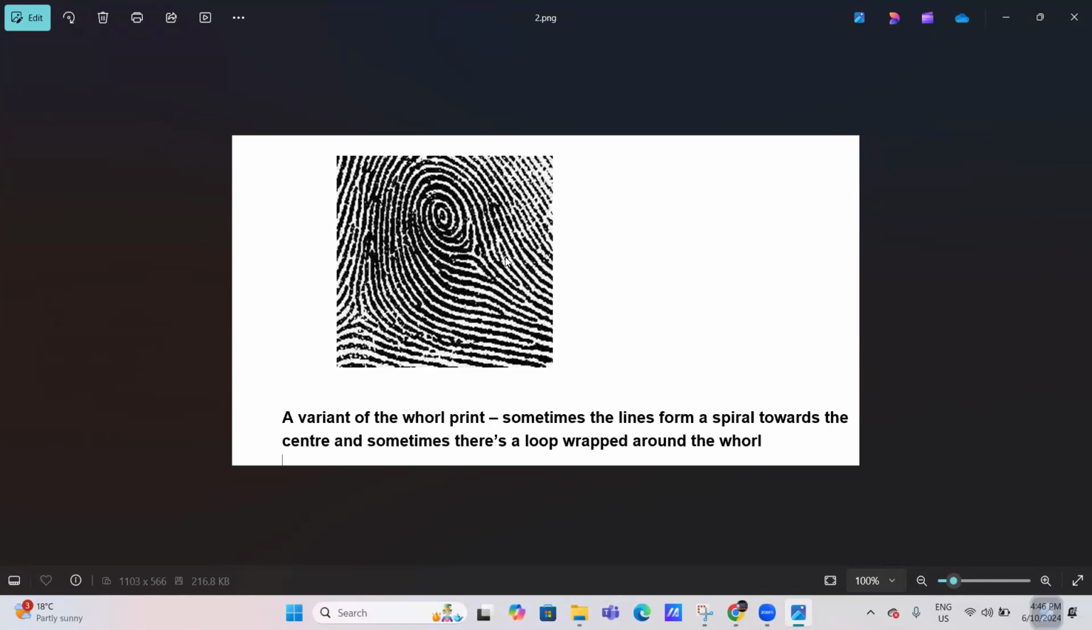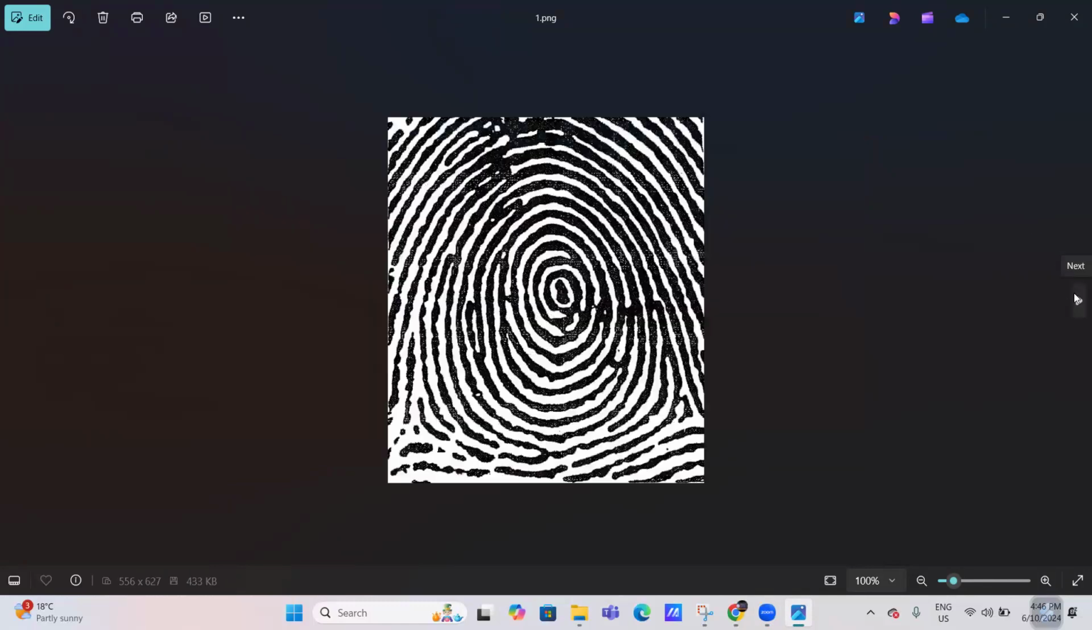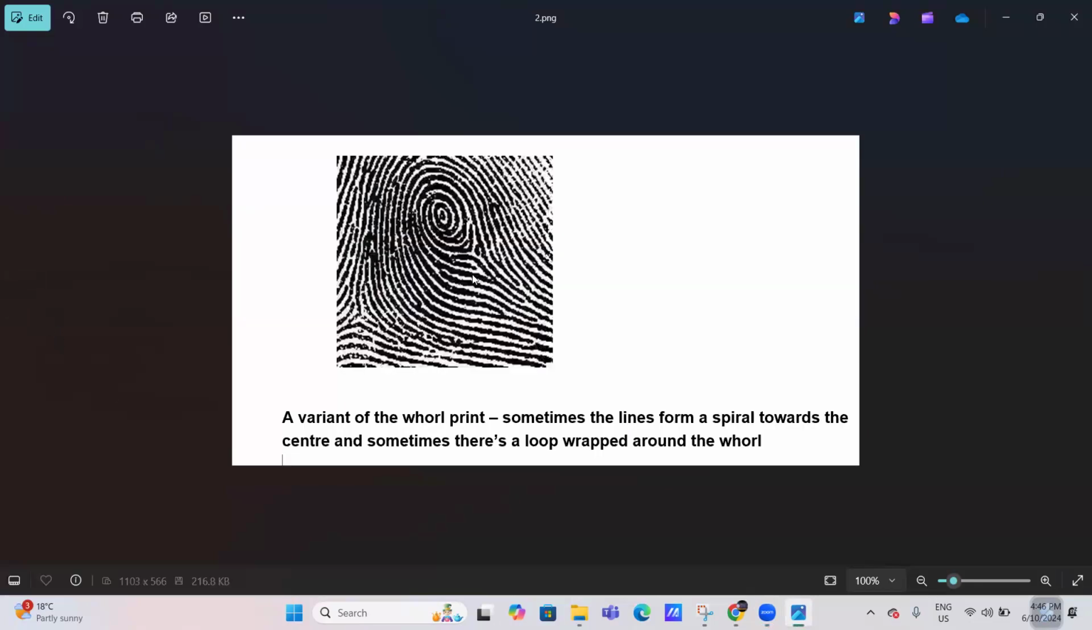It is like a loop whorl. So what's the difference between both of them? This is going round, round, round, and going bigger. And this whorl here has a loop type of tail, but in the middle there is a whorl. So there are two different types of whorl you can see on the fingerprints.